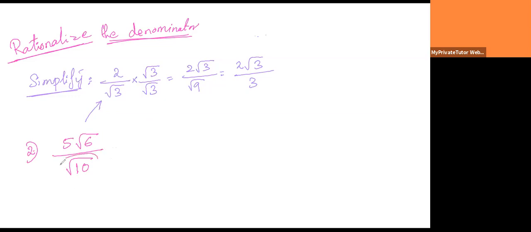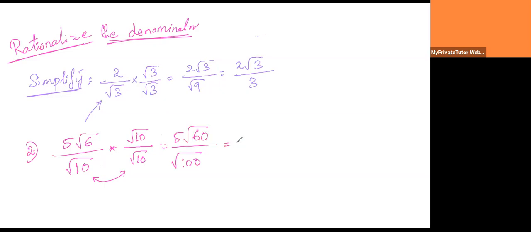So what do you mean by rationalize? We are not supposed to keep the square root in the denominator, so just get rid of that. How do you do that? Whatever number we have in the denominator, just multiply and divide by that number. Multiply the numerator and denominator by the same number. So if you multiply square root 10 times square root 10, we get square root 100, isn't it? And this one becomes 5 times square root 6 times square root 10, square root 60.